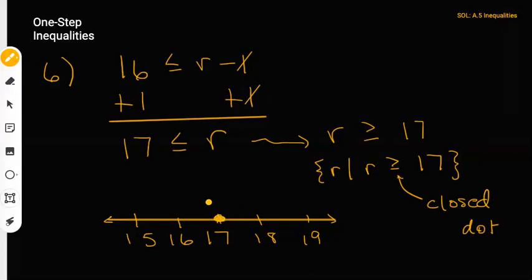Which way do I shade? To the left or to the right? Well, since this is pointing to the right, I need to shade to the right. That'll get all the numbers that are greater than or equal to 17, like 18, 19, and 20.